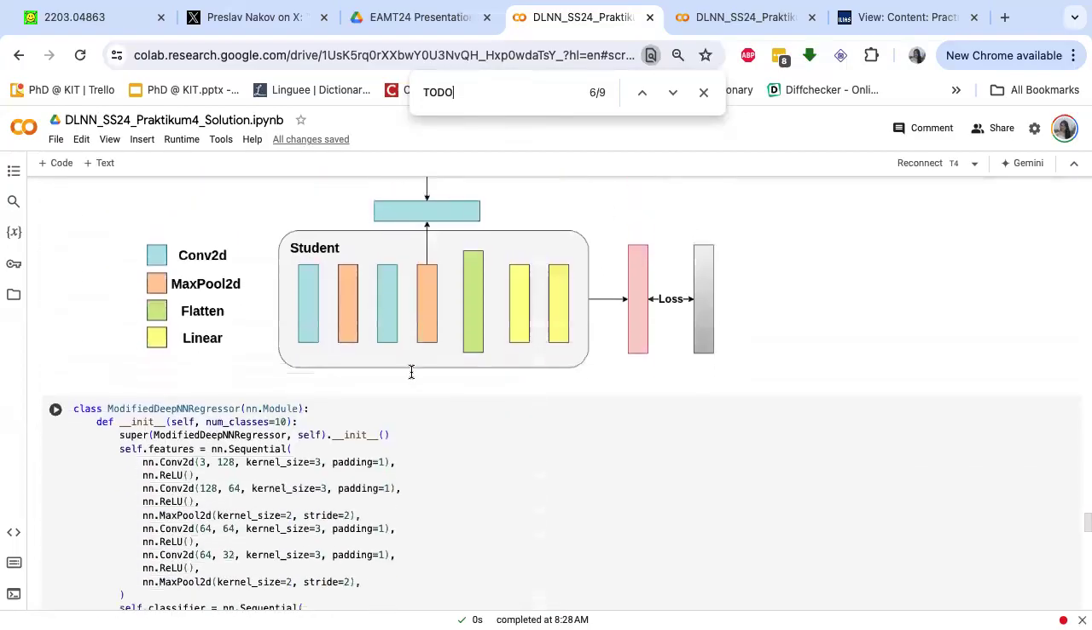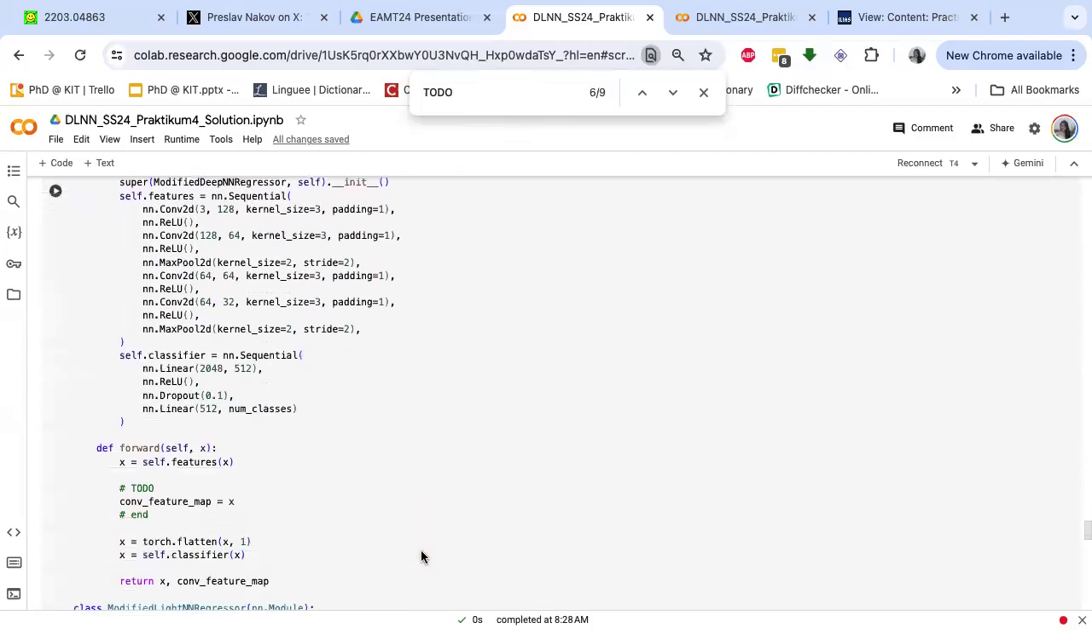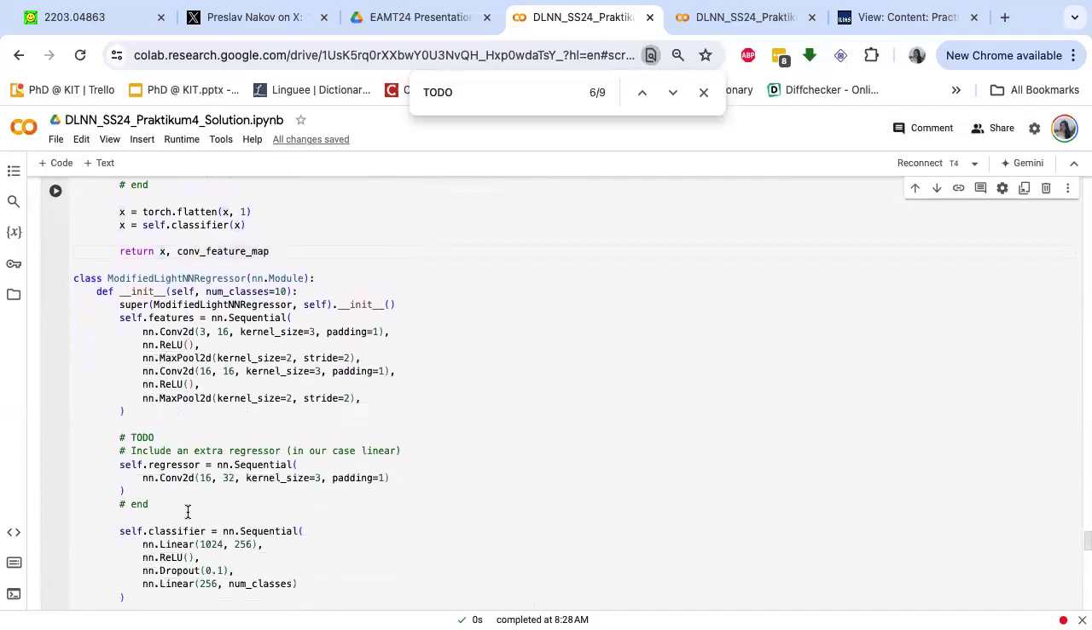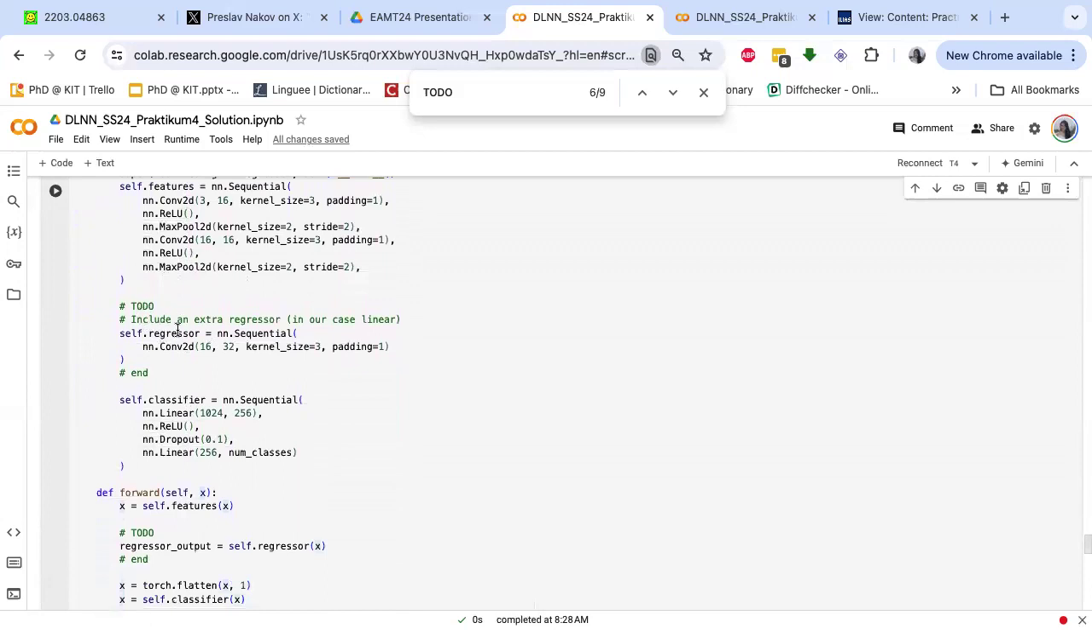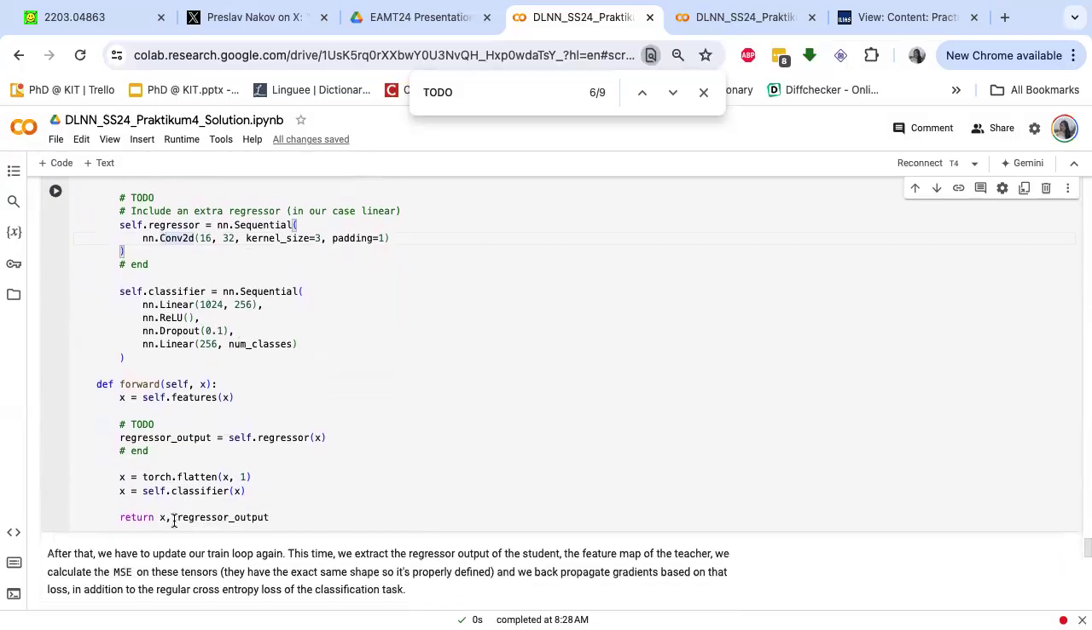And your last task is to fill in the blank for the method where we add the regressor module in between to map the two hidden representations of the teacher and the student. And here you just have to extract the feature from the teacher and return it along with the logit. For the student, we would include an extra regressor. And here we just use another convolution layer that maps it to the same dimension. And then in the forward function, beside the logit, we also have to return the regressor output to calculate the mean squared error later on.